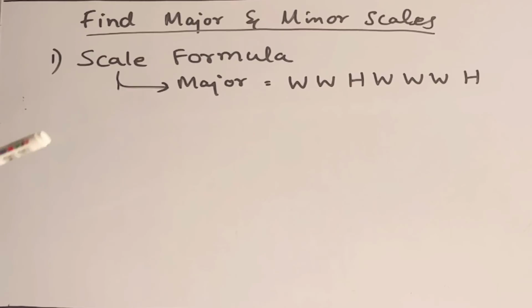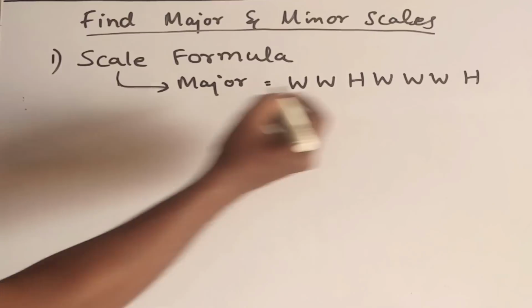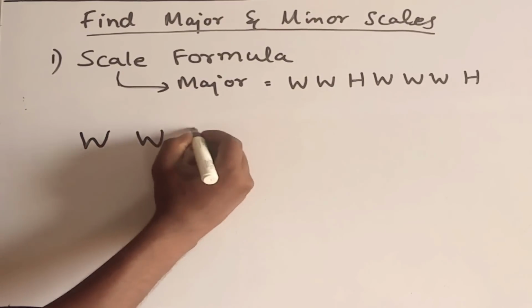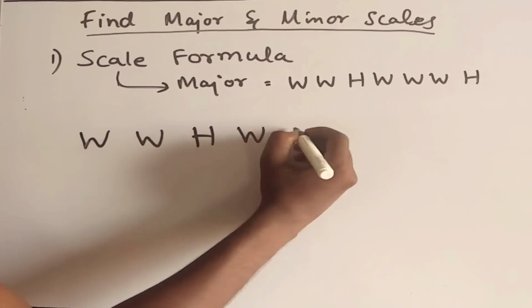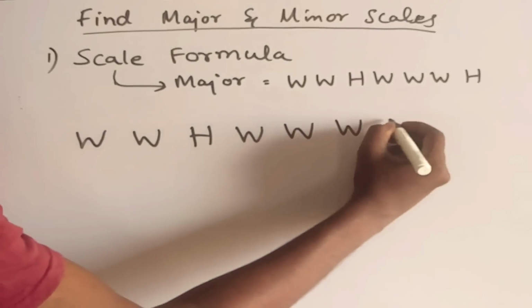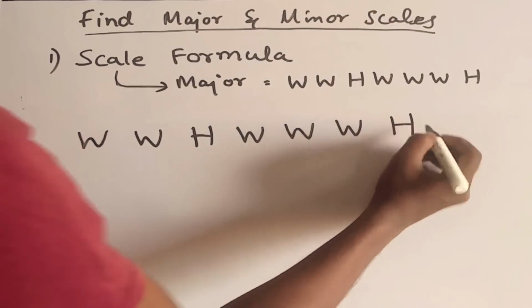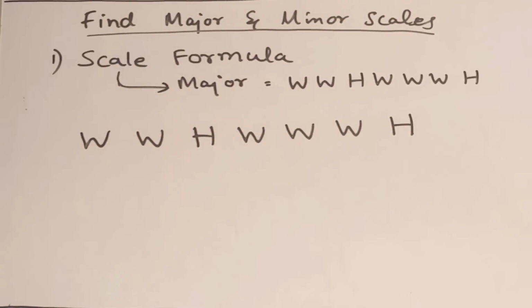Okay, let's move on. Let's learn how we apply this formula and find the major scale. Let me rewrite the formula again. It's W, W, H, W, W, W, H. Now let's take an example of C.